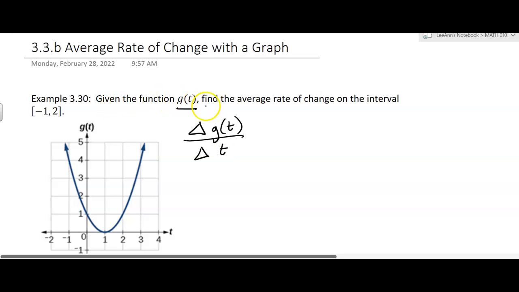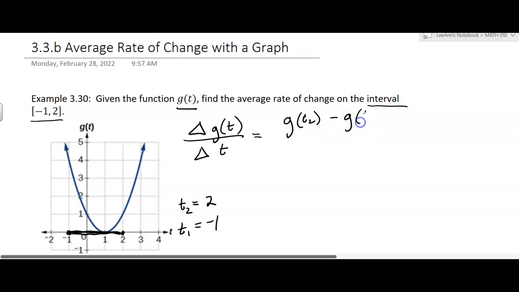So here we go. Given the function g of t, find the average rate of change on the interval -1 to 2. So you're starting at -1 and you're going to 2. That's your interval. You're doing the average rate of change over that. So your t sub 2 is 2, and your t sub 1 is -1. All right? So I can write this out. That might be helpful. So g of t sub 2 minus g of t sub 1 over t sub 2 minus t sub 1. Okay.